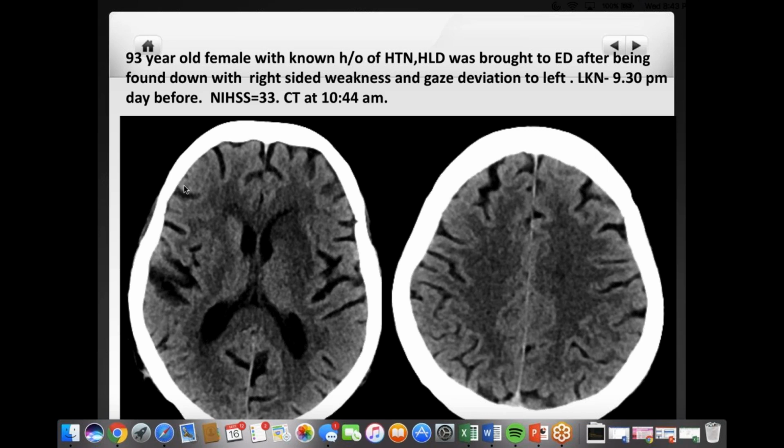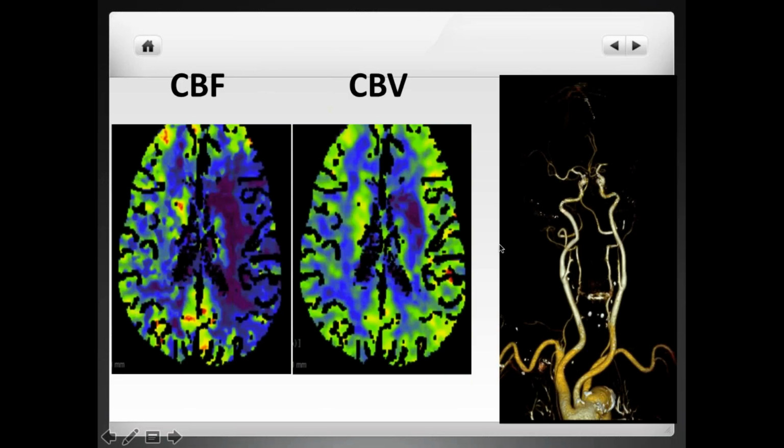However, in this case, we're still a little worried. This patient is a little on the older side, and the onset may be even more than 12 hours. So I think this is one of those patients where perfusion plays a very, very good role.